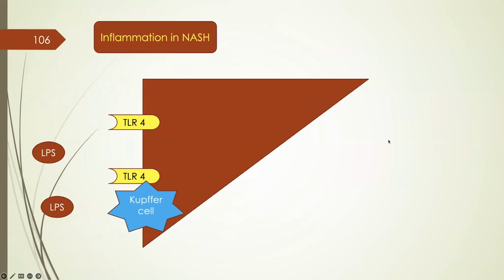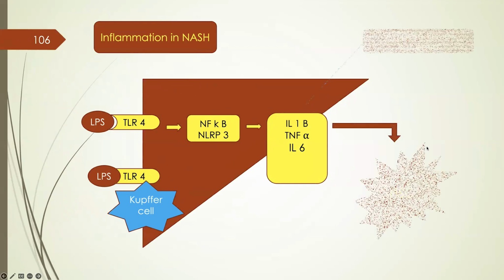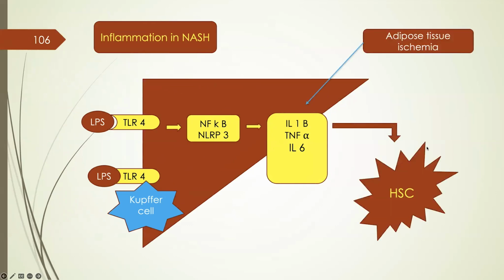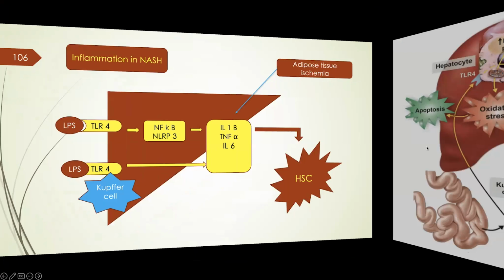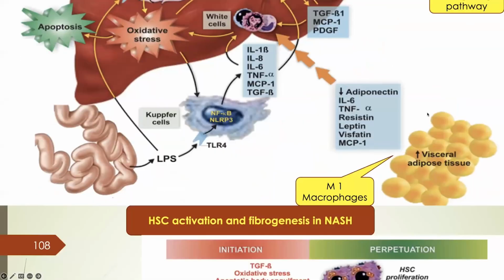So in patients with the diseased liver, you have LPS, which stimulates TLR4, and the LPS, which comes from the gut, leads to stimulation of the NF-kappa B, which is the gene which leads to production of the pro-inflammatory cytokines, leading to stimulation of the hepatic stellate cells. And once you have stimulation of the hepatic stellate cells, you have an ongoing persistent inflammation.